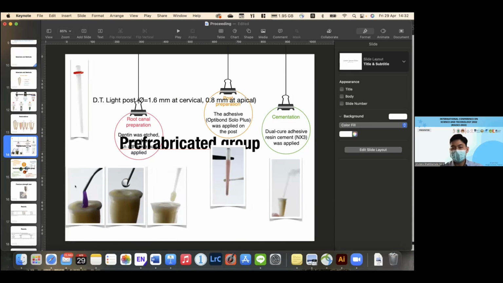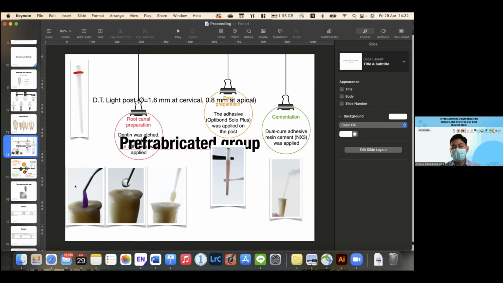After I apply adhesive onto the post space, I have to make sure that there is no pooling of adhesive by using a microbrush to remove the pooling, and after that we air dry and make sure that there's no pooling of adhesive left. Okay. So it will not be difficult to insert it in, because normally in the clinic, I light cure it later.